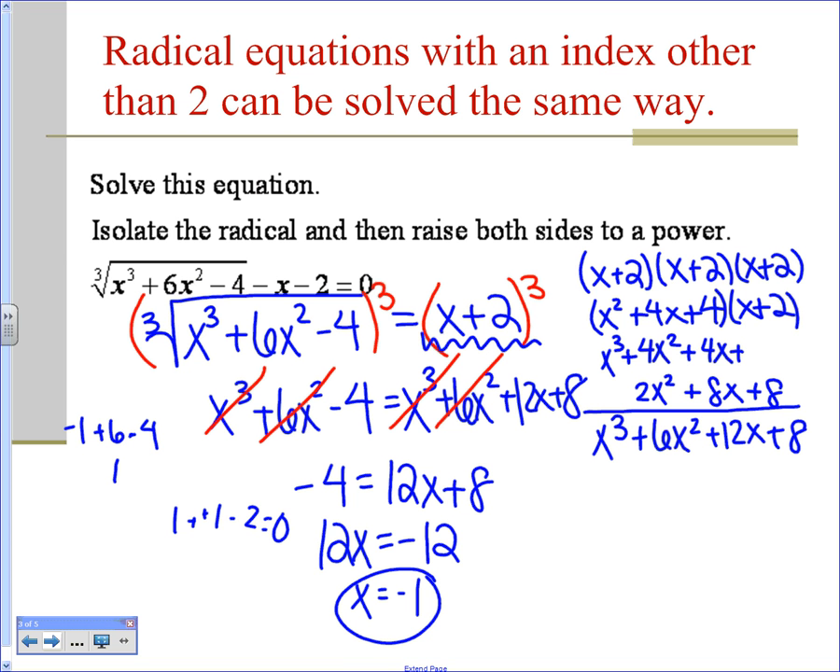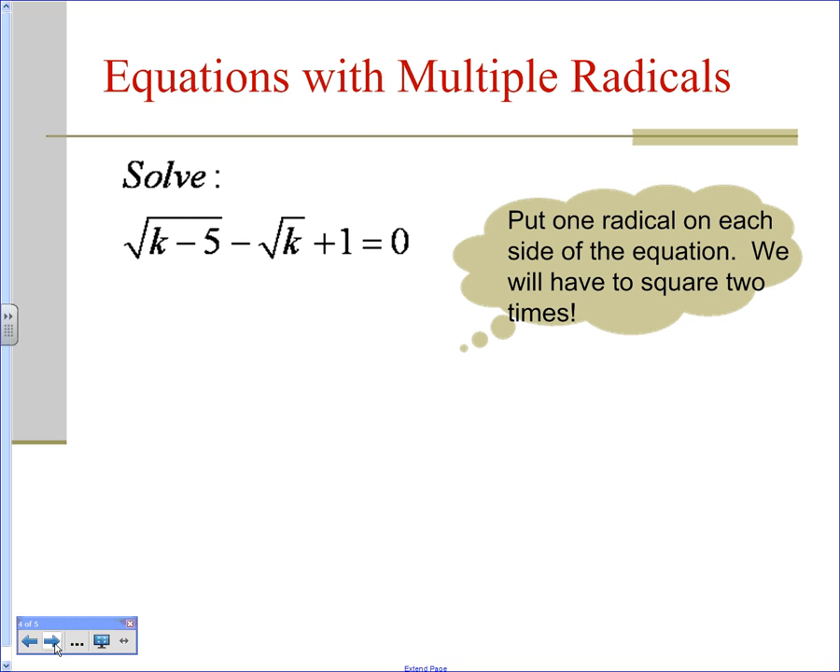Any questions there? Yeah, unless you just worked it wrong. Okay. This is another type. What's different about this one? Two radicals. What does it say?